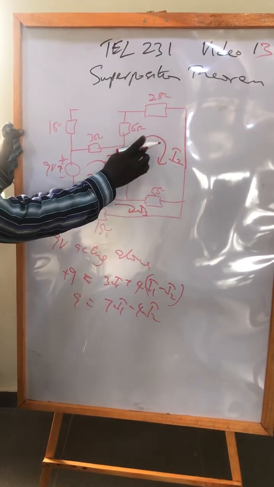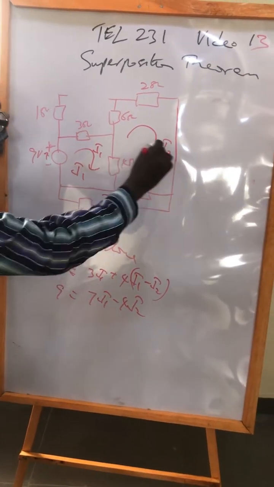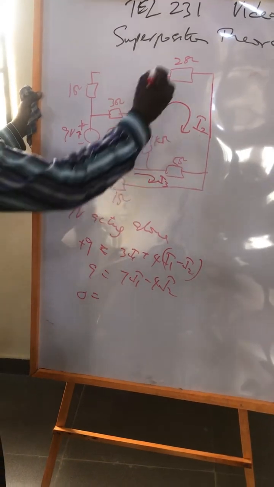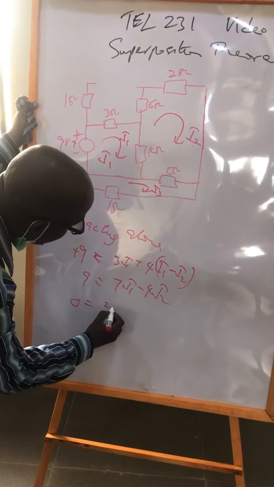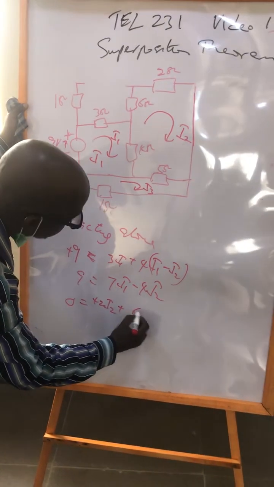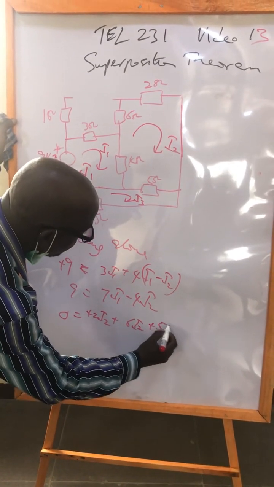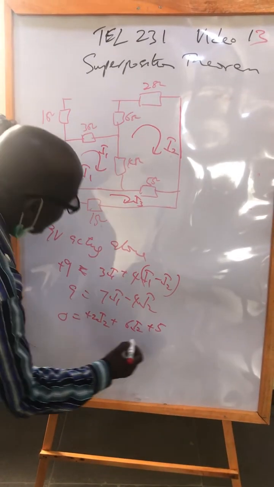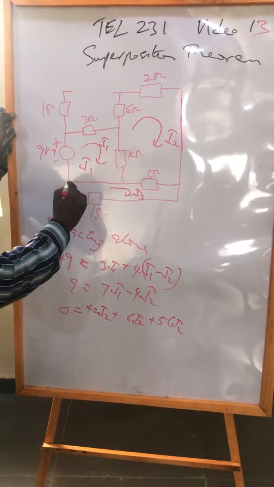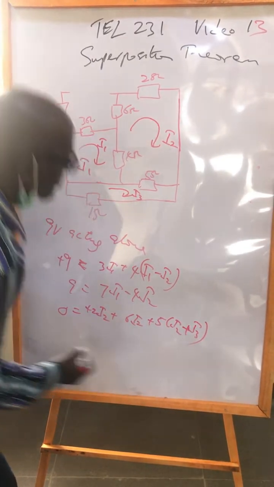Then let me write KVL for the second mesh. There is no EMF in that loop, so that's going to be 0. And then I have 2 ohm. The current there is I2. I have 6 ohm. The current there is I2. I have 5 ohm. The current there is I2. You know, I2 is going this way. I3 is also going that way. That will be I2 plus I3.